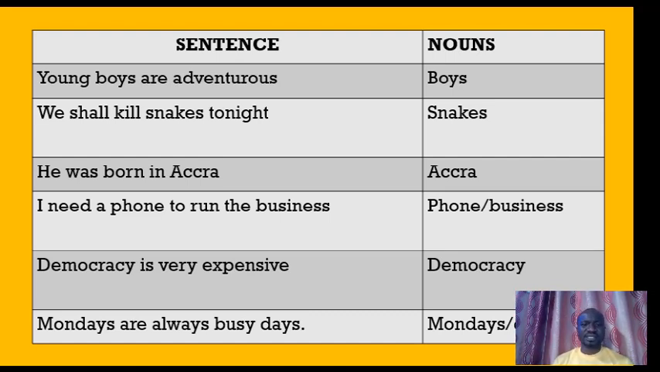We shall kill snakes tonight. Snakes gives us a name of an animal, so that is what we are going to kill. So we talk of what? Snakes. So snakes is serving as a noun in this sentence. He was born in Accra. Where was he born? A place. And what is the name of the place? Accra. So Accra is a noun in this sentence.